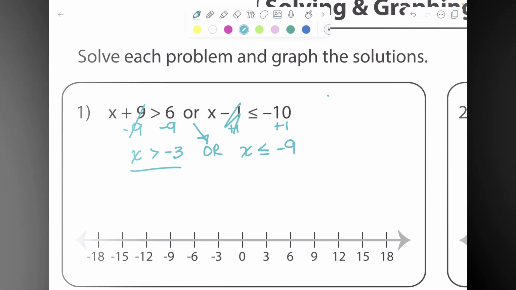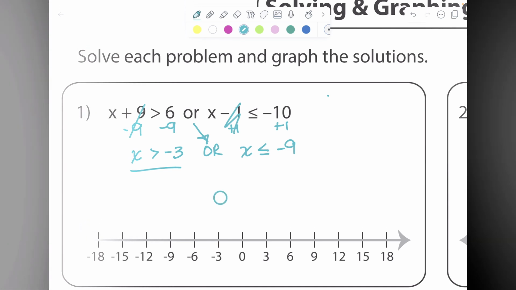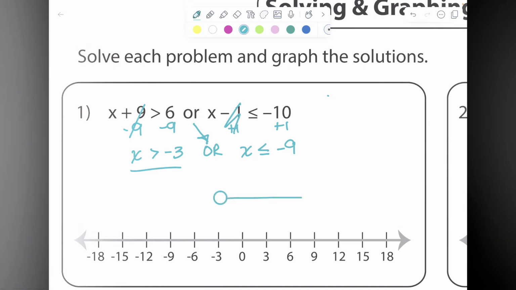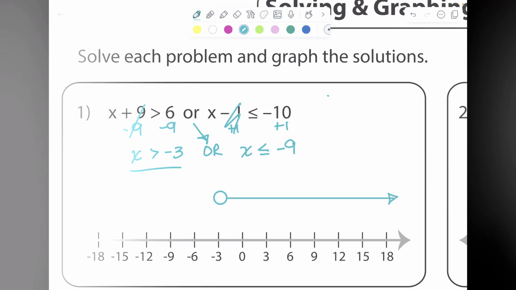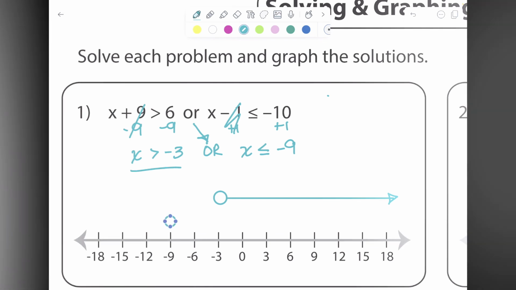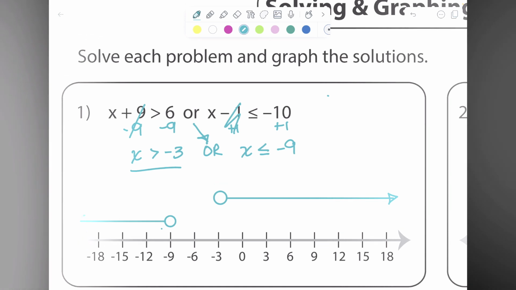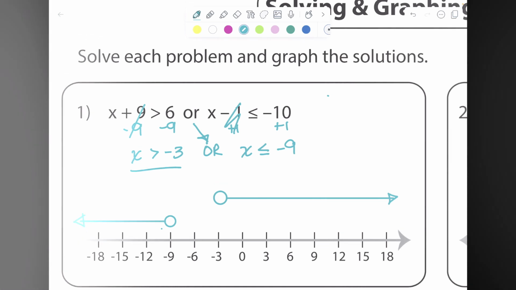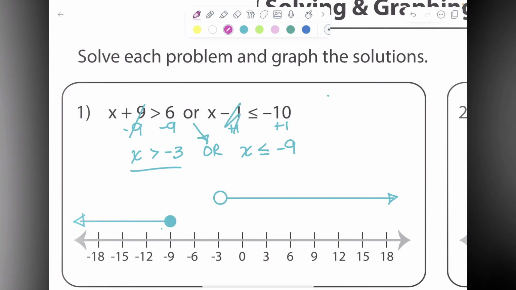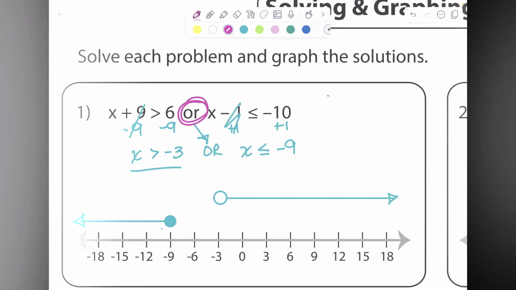So this one says x is greater than negative 3. Alright, so we are going to graph x is greater than negative 3, and x is less than or equal to negative 9. And now the "or equal to" means we need to do that. So the final statement, because this is an "or" problem, is you are going to include every piece of the puzzle. We're going to include everything.